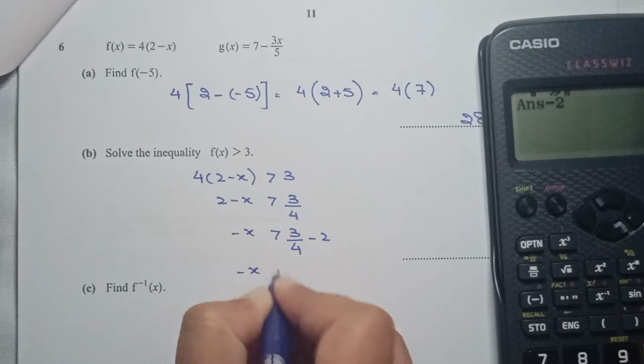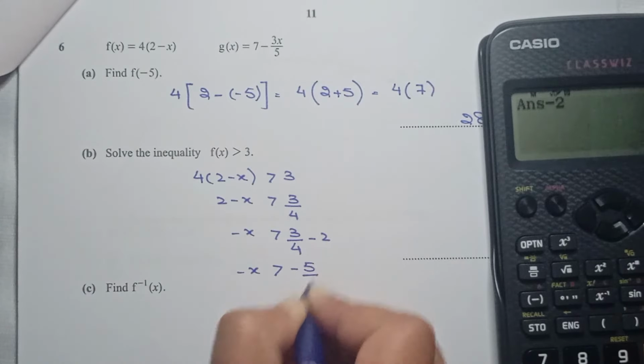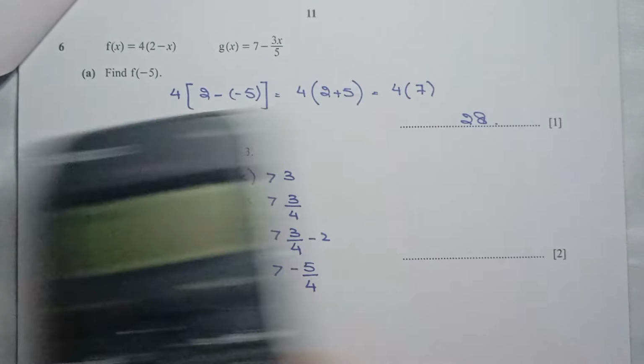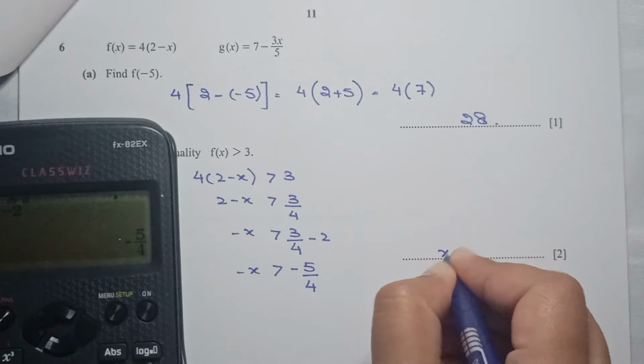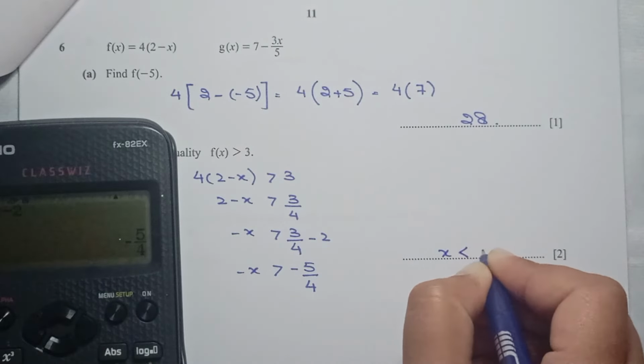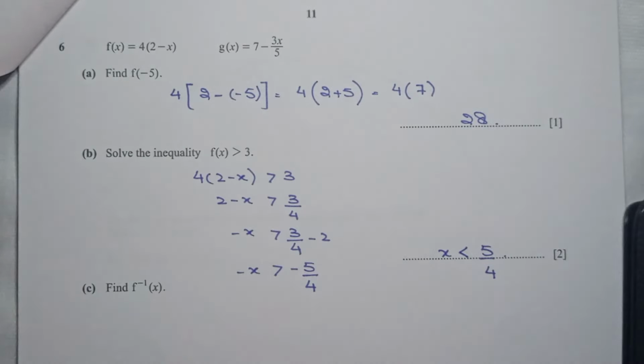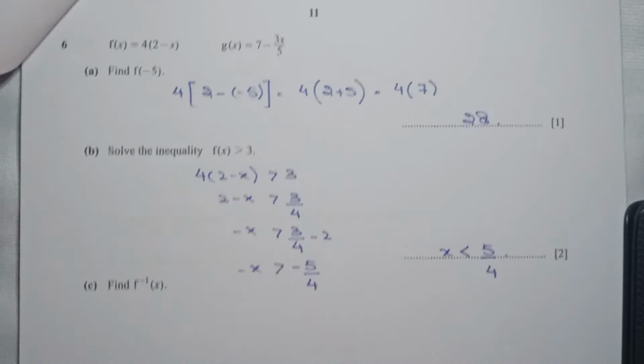So negative x is greater than negative 5 by 4, and in an inequality, when we multiply with a negative sign, we reverse the inequality. So x is less than 5 by 4. We are going to reverse the inequality sign from greater to smaller.